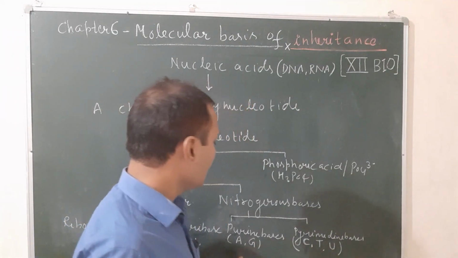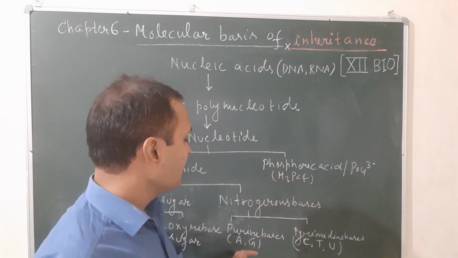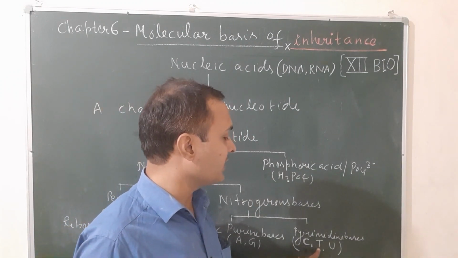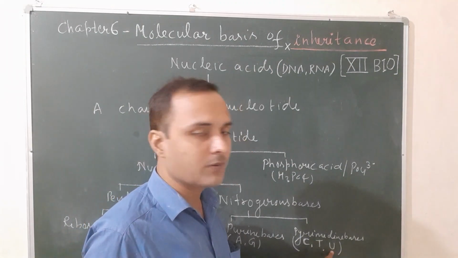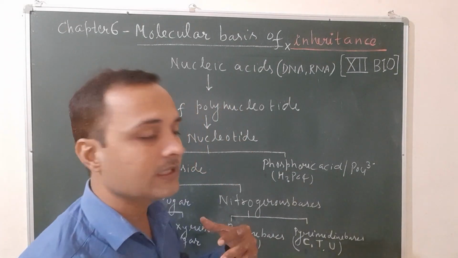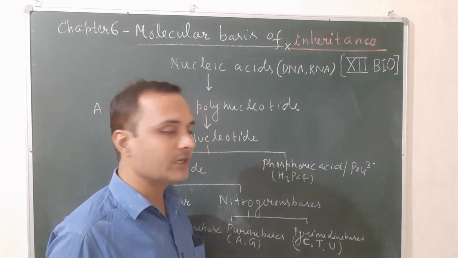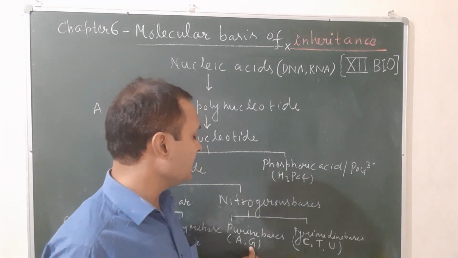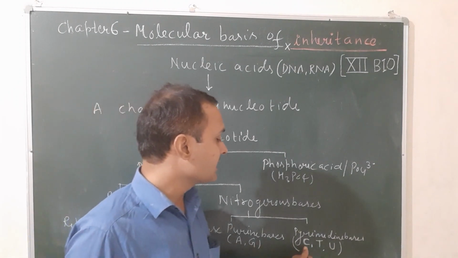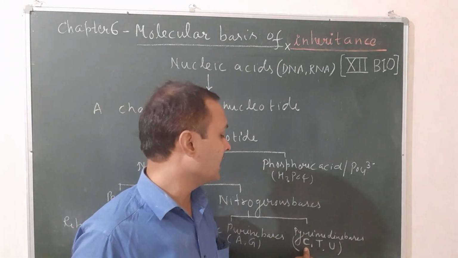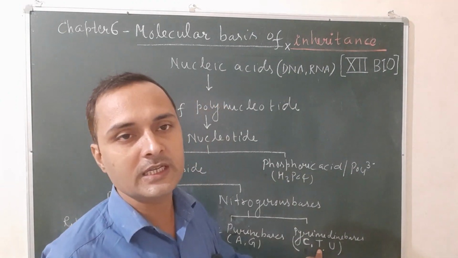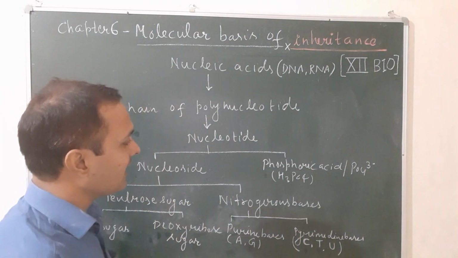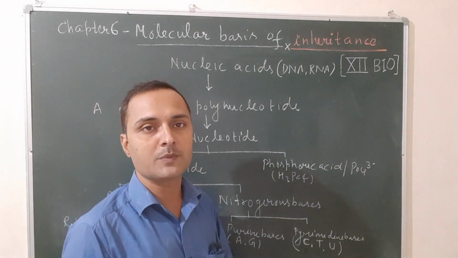Out of 5 bases, thymine is found only in DNA, and uracil is found only in RNA, and the remaining 3 are found in both DNA and RNA. That means adenine is found in both DNA and RNA, guanine is also found in both, cytosine is also found in both, but thymine is found only in DNA and uracil only in RNA. So this is the basic idea about the various components of nucleic acid.